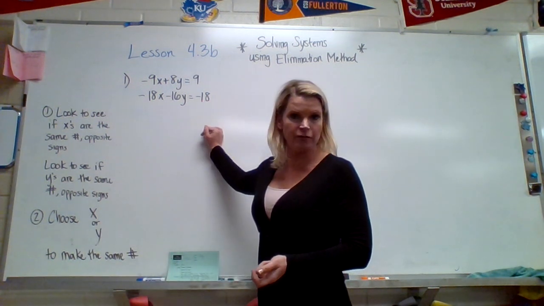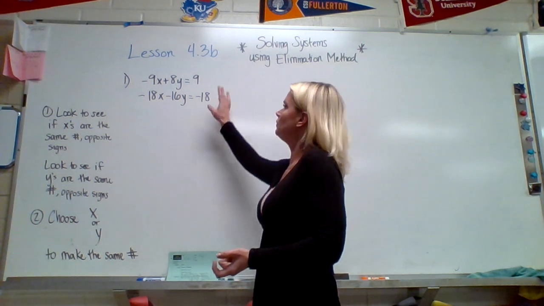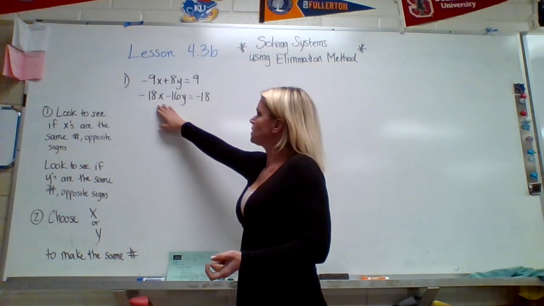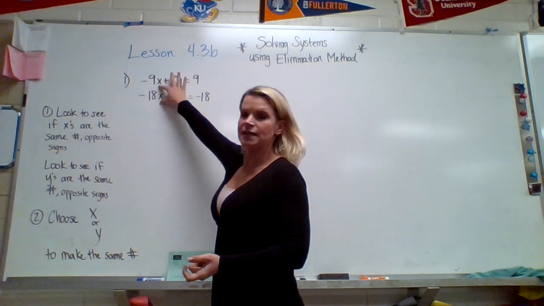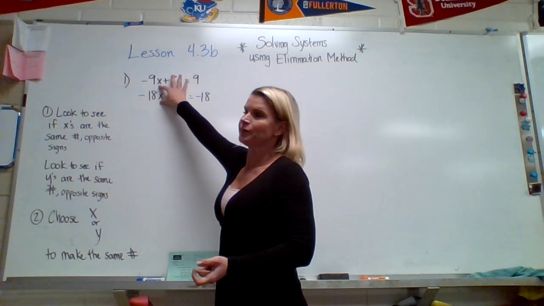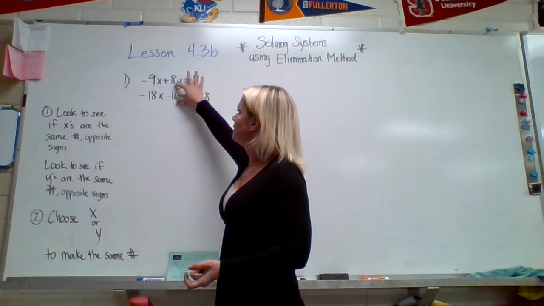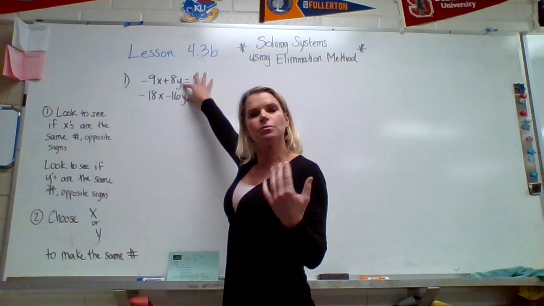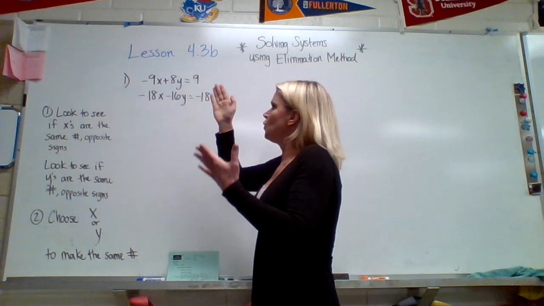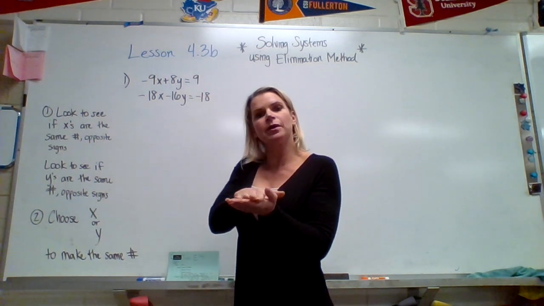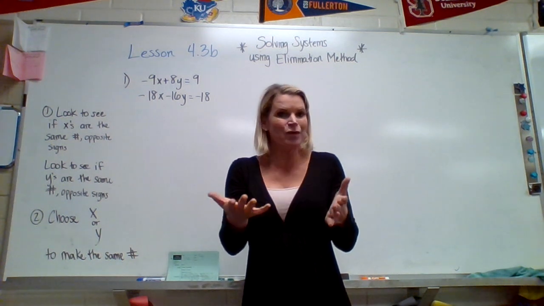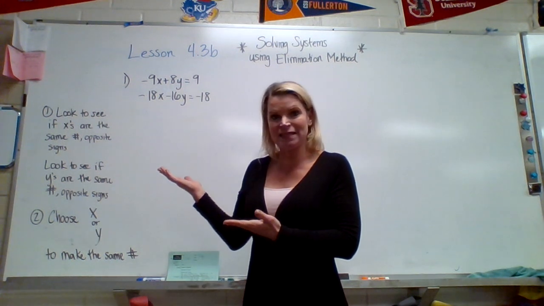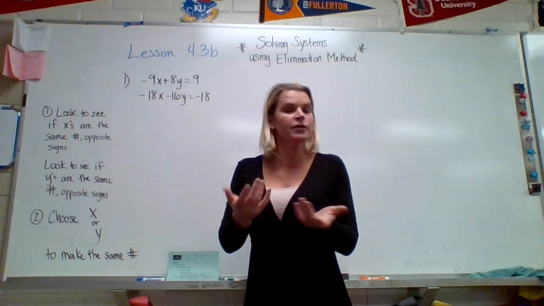On the paper in front of you, you have example number 1. Right now I have two equations. My x's are not the same number with opposite signs. They're 9 and 18. My y's are not the same number either, but they are opposite signs. So that's good. My job right now is to look at whether I should make both of my x's the same number or both of my y's the same number, and what number that should be. That's the big question every time we have a system like this. Do you want to focus on the x's or the y's?